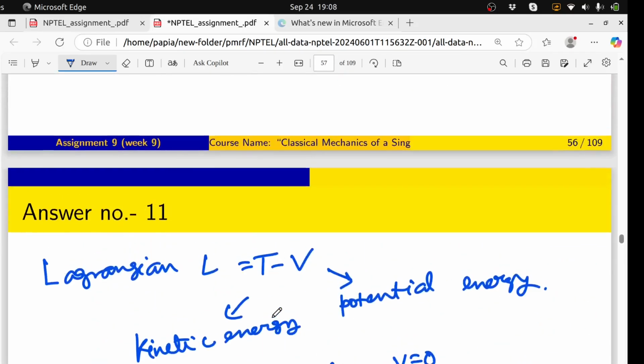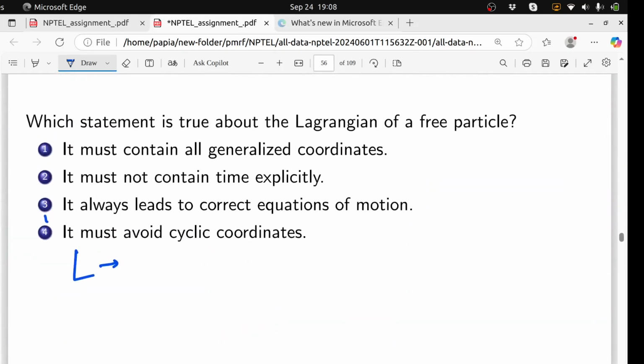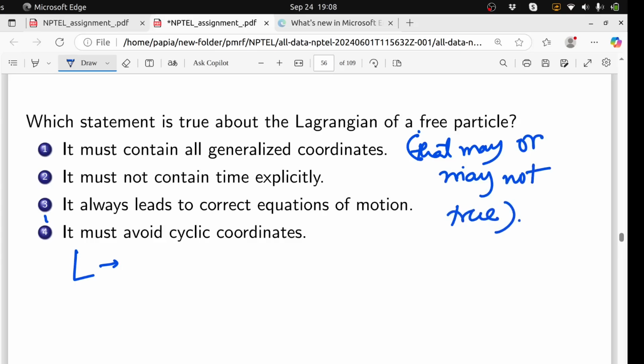Okay, now coming to the options. It must contain all generalized coordinates. That may or may not be true, because in 2D the generalized coordinates are 2, in 3D the generalized coordinates are 3, and like that. So obviously it is not necessarily true.